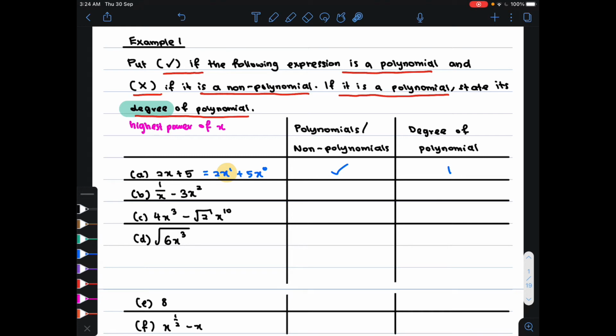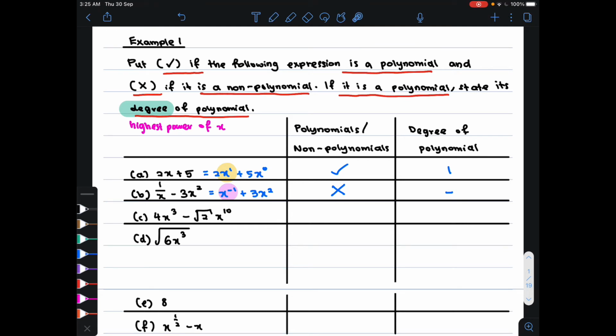Now let's look at part B. We have 1 over x minus 3x squared. This is x to the power of negative 1 plus 3x squared. So the power of x is negative 1 and 2. And we know that for polynomial, the power must be only 0, 1, 2 until infinity. Therefore, since we have x to the power of negative 1, this is a non-polynomial. So we put a cross here. Therefore, do we have a degree? No, we don't have a degree of polynomial.